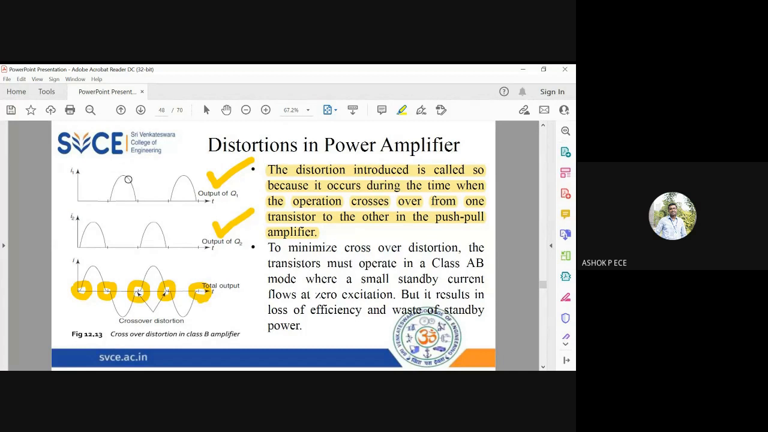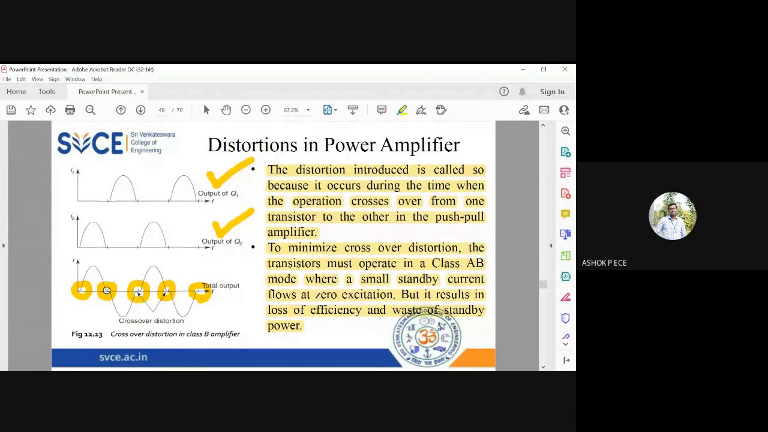Wherever your sine wave is reaching zero, at all the points you will have crossover distortion, because ideally sine wave reaches zero only at one point, but because of crossover distortion there is a brief number of points where the sine wave becomes zero. This is because of the inherent property of cut-in voltage of your transistor. So how to minimize crossover distortion? You have to operate the device in a class AB mode where some small current is always flowing, which will ensure that only after the second transistor is perfectly on, the first transistor is made off.